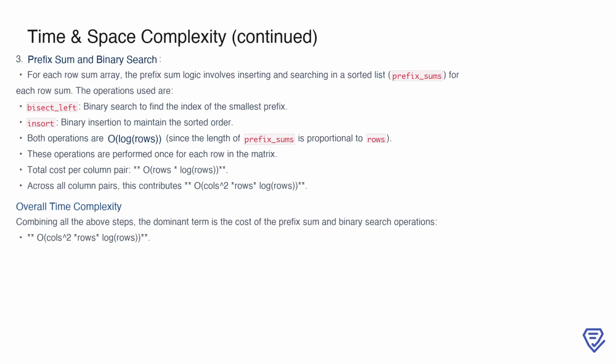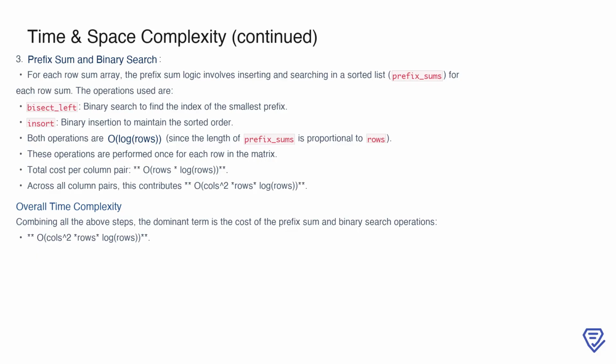Now, let's analyze the prefix sum and binary search operations. For each row sum array, we use a sorted list called prefix_sums to store cumulative sums. Two key operations occur here: bisect_left, which performs a binary search to find the smallest prefix, and insort, which inserts the current prefix sum while maintaining the sorted order. Both of these operations have a time complexity of O(log rows), since the size of prefix_sums is proportional to the number of rows.